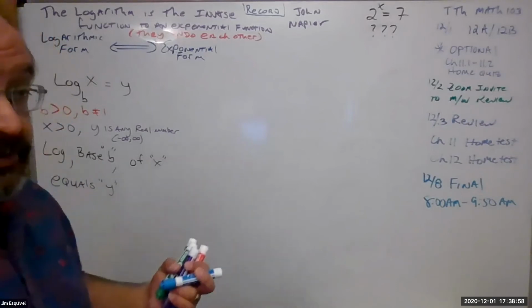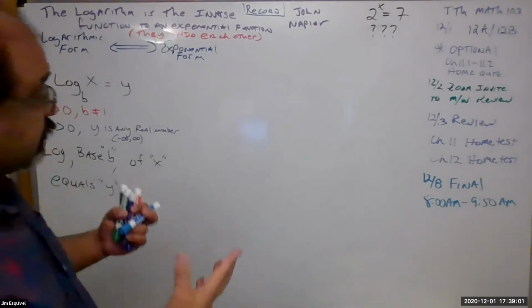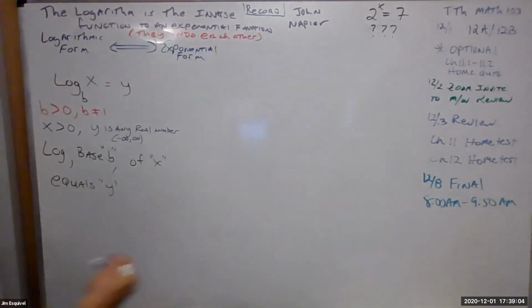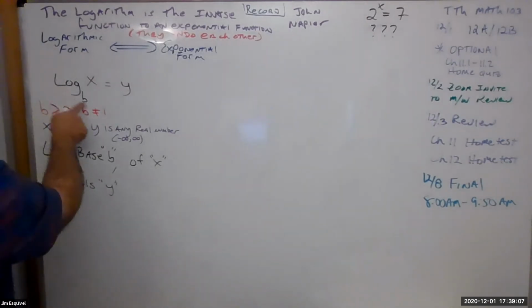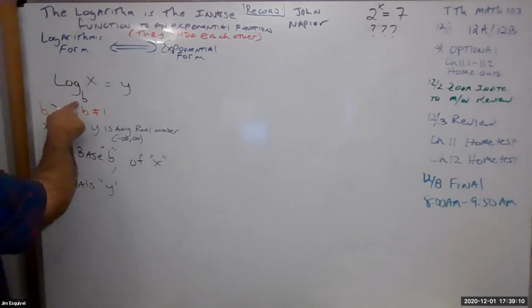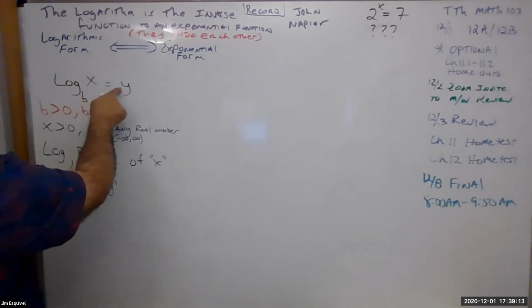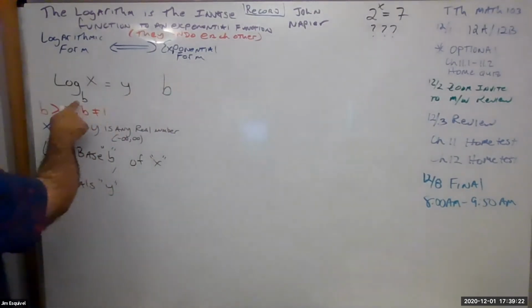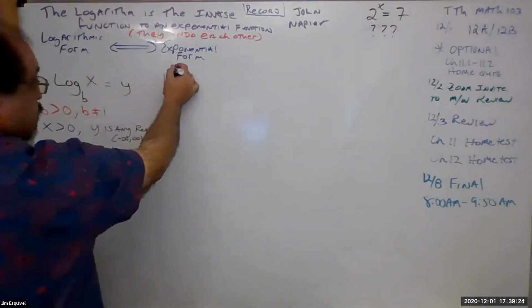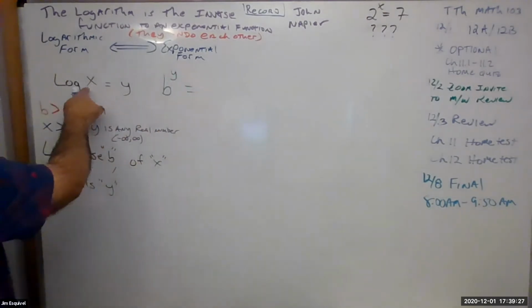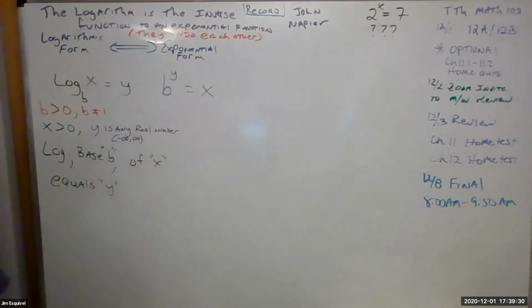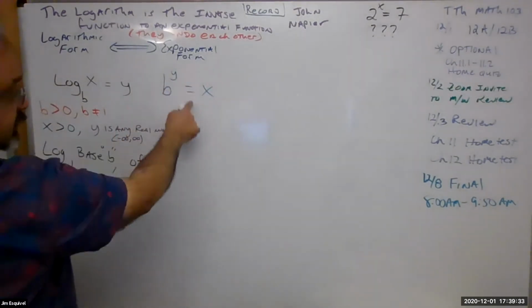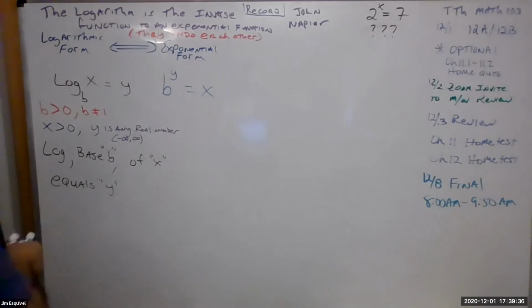This is your logarithm mantra. This is how you will convert a logarithm into exponential form. Log base b of x equals y. Base b, to the across y, equals what's inside, x. Base b to the across y equals what's inside x. This is what it looks like in exponential form. So this is how we convert.